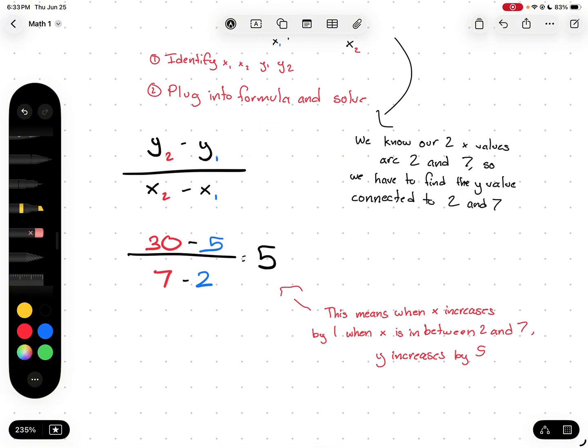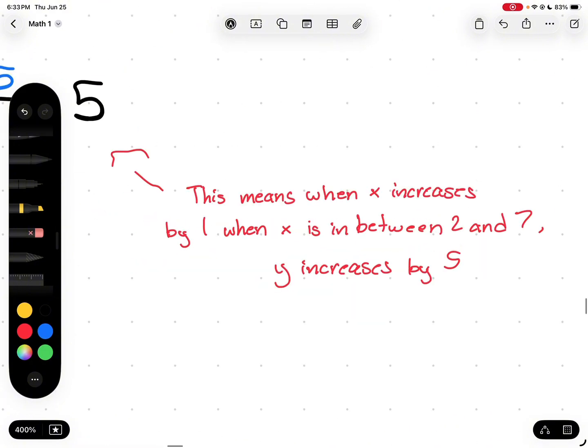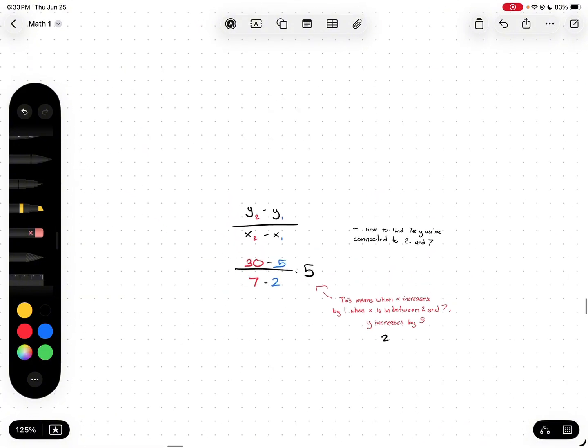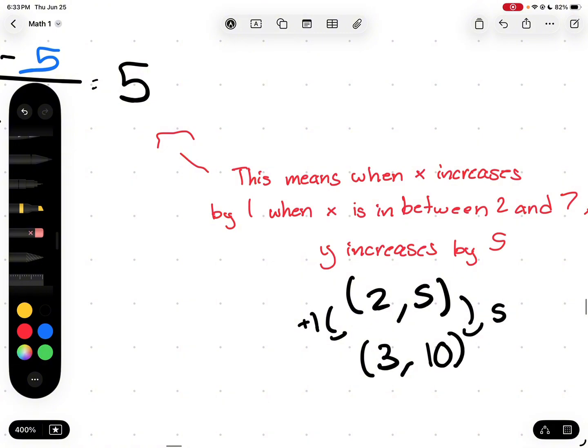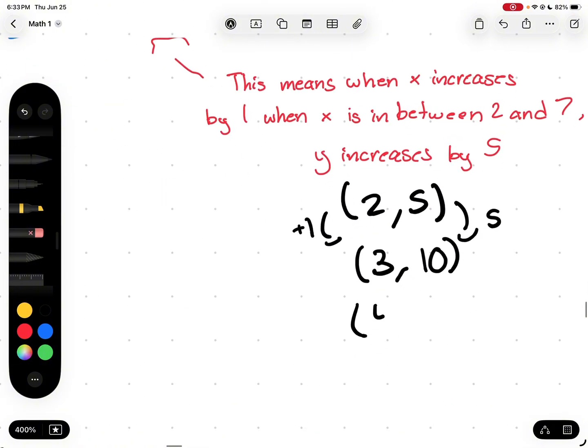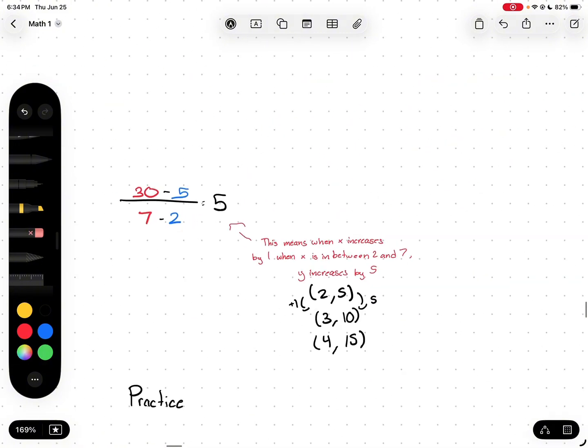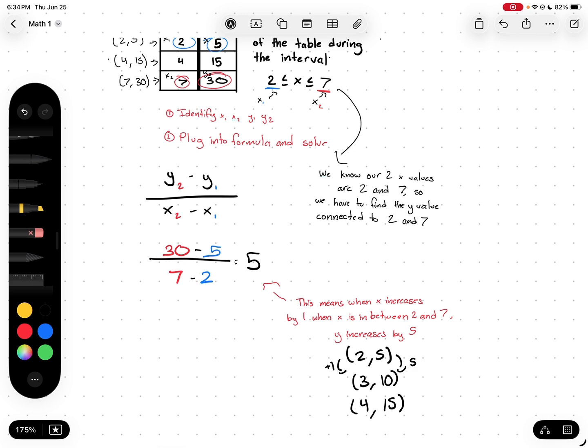And when we continue to solve it out, we get 5. So essentially what this means is that whenever x increases by 1 and only 1, y will increase by 5. So I'll write it out again. We started with 2, 5. When we add 1 to x, we add 5 to y, which is 10. If we do it again, we have 4, 15. And if you look here, 4, 15 is a spot on our table, which is why this works.